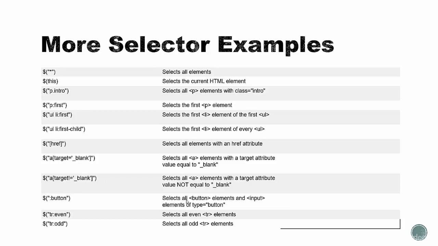This one here selects all button elements and input elements that have the type of button. So you can specify the input type. This here will select all of the even table row elements. This will select all the odd table row elements. So you have a wide range of selectors available.